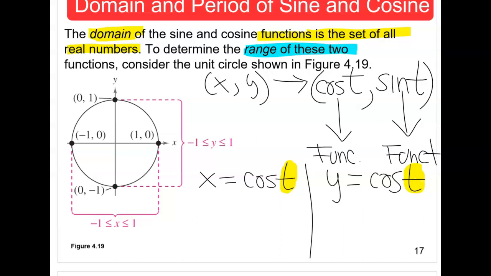So to determine the range of these two functions, for the cosine of t, the range, which is the output, in this case will be x. And in the case of, oh, and I have this written wrong. I apologize. This should say sine. For the sine of t, the output or the range will be y, or all the collection of numbers of y.